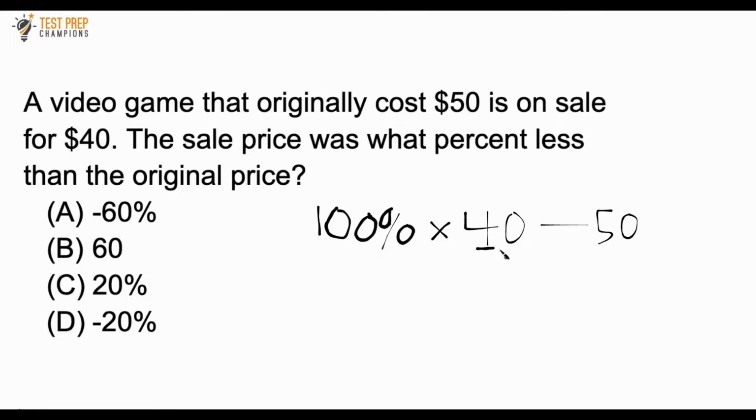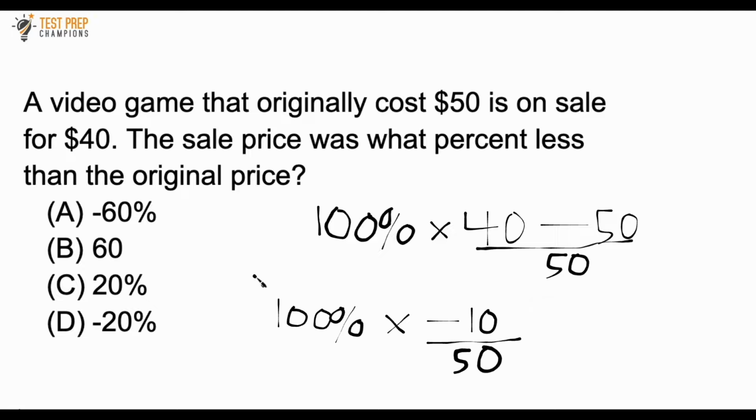And we're going to divide by the initial value, which was 50. So before I worry about multiplying by 100%, let me just simplify the 40 minus 50 divided by 50. So 40 minus 50 is negative 10. So when I rewrite this, I'll have 100% times negative 10 over 50.